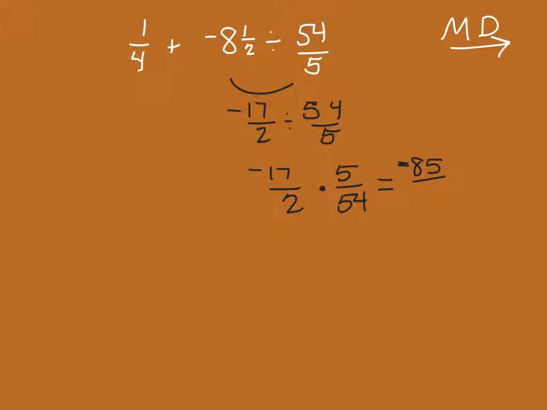2 times 54. 2 times 50 is 100. 2 times 4 is 8. It's 108 in the denominator. So now I'm going to bring that right over here. And I'm now going to have 1/4 plus negative 85. Didn't really need to put that in parentheses, but out of habit I did. Over 108.